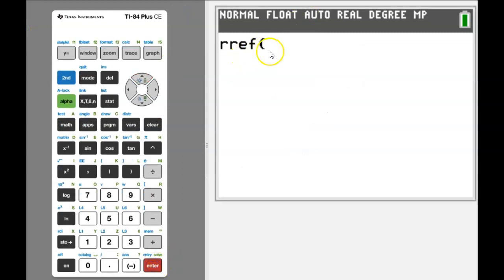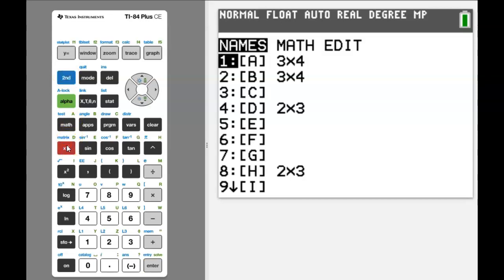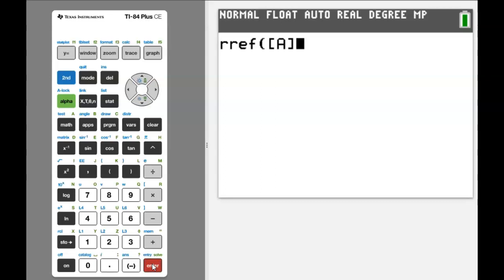Now on the home screen, it should look like this, but you have to put the name of the matrix in. So go back to math. Matrix, second, this guy. And then you're just going to put the name. So I put mine in A, so I'm just going to hit 1 and enter. This is what it should say on your screen. Reduced row echelon form of A.